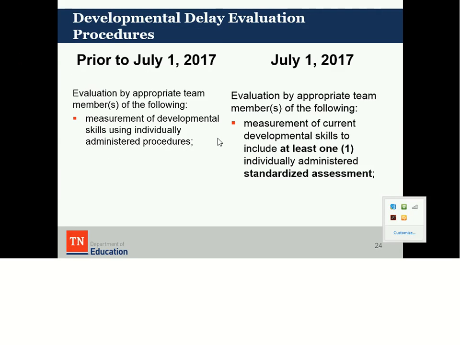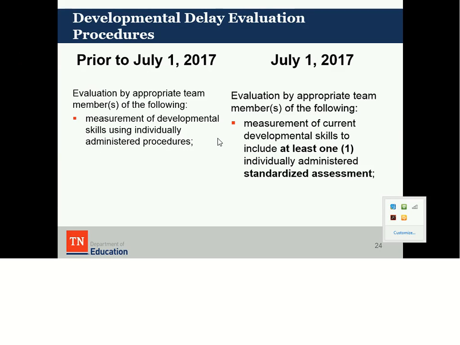So just like previous assessments, there still needs to be a measure of developmental skills using individualized procedures, and we just want to make sure that that's a standardized assessment that's included in that, that's normed. And by individual, we're not meaning that it couldn't be a team assessment approach, but it needs to be focused on just one child at a time. That standardized assessment will provide normative information to provide age norms for the team.